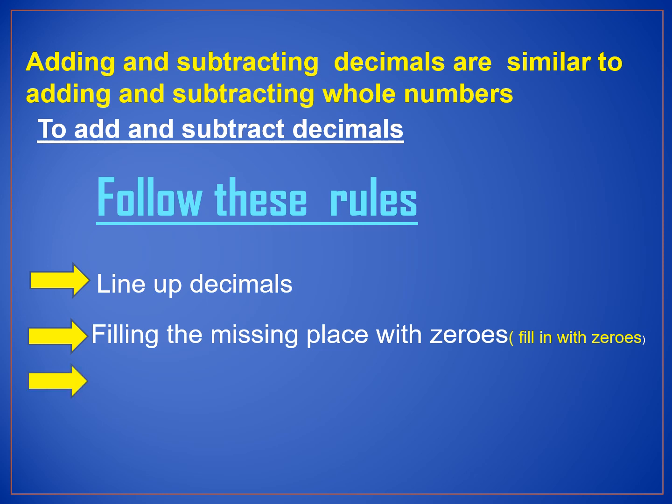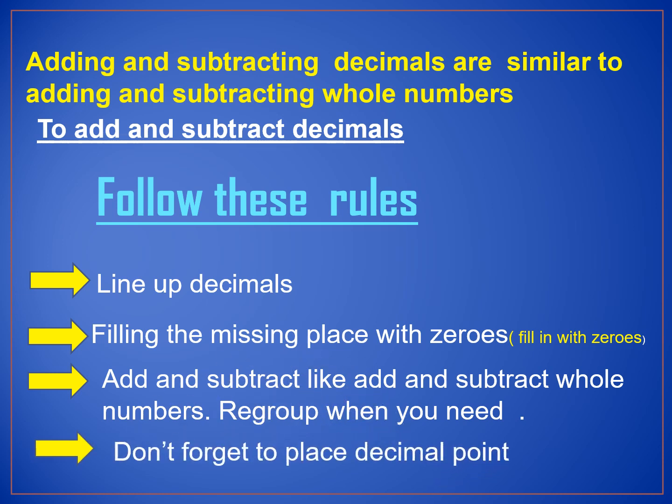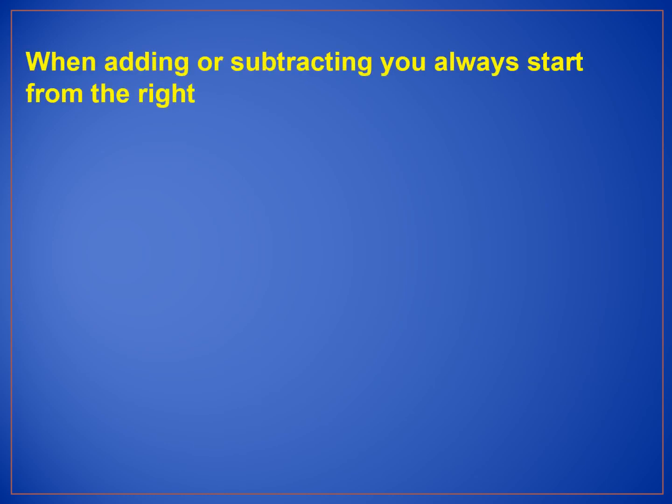After that, add or subtract, like adding and subtracting whole numbers. Then regroup when you need to. After that, place the decimal point at the same place down. That's also important. Don't forget to place the decimal point at the same place down. So let's take one example to show how to use those steps to add and subtract decimals.